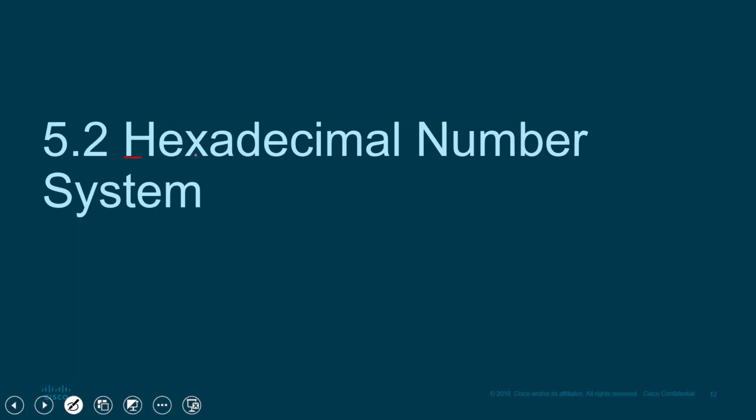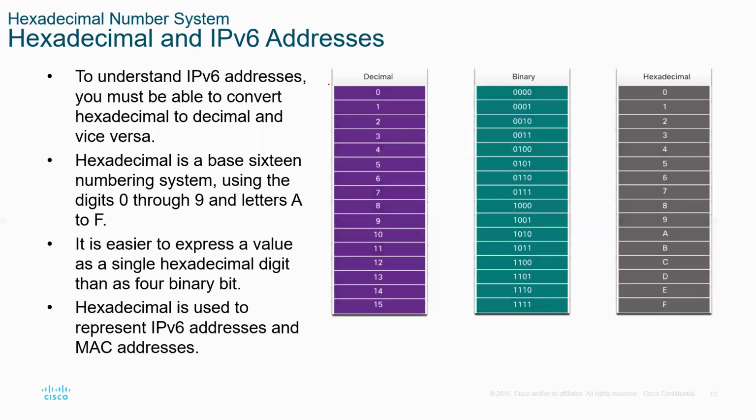Hexadecimal is two words put together, hexa and decimal. Hexa means 6, decimal means 10. So we are looking at a base 16 number system. You see, binary is a base 2 number system, but hexadecimal is base 16. So to understand IP version 6 addresses, you must be able to convert hexadecimal to decimal and vice versa, just as we did with the binary.